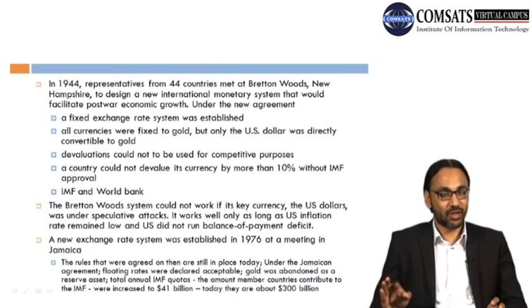Because of the Vietnam War and domestic expenditures in the late 60s, the US dollar had to be devalued. Because of this, currencies in different countries started to float freely against the US dollar. It was sort of impossible for those countries to maintain the fixed exchange rate. A new exchange rate system was established in 1976 at a meeting in Jamaica.